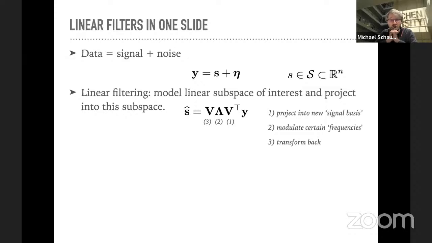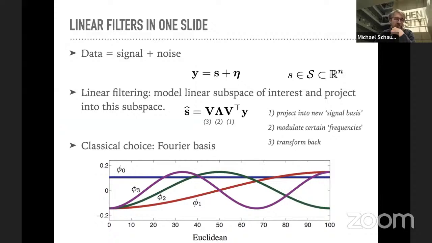And we'll do this by this sort of V transpose transformation, where V is assumed to be a matrix containing all the basis vectors that we're interested in. Then we modulate certain frequencies, right? And we transform back, and this is our filtering approach. And the classical choice here is the Fourier basis, right?